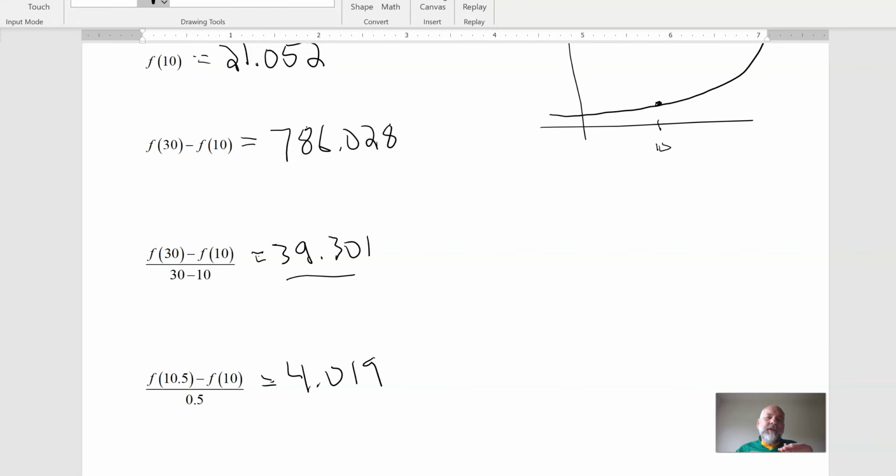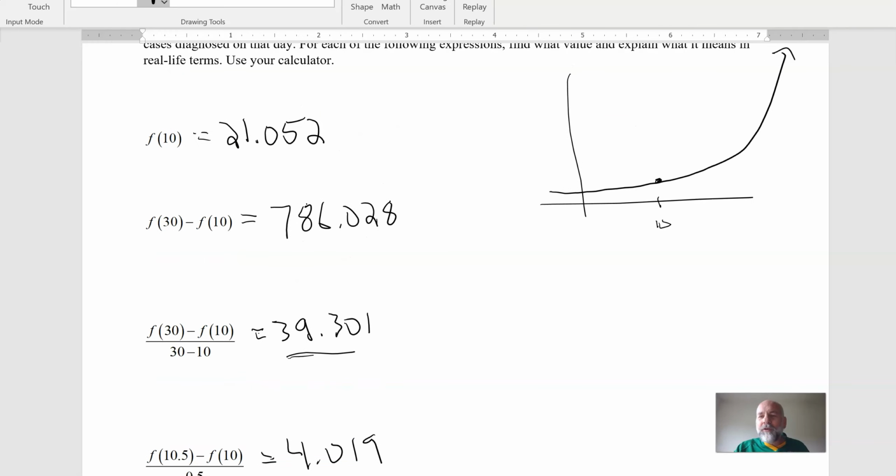So now we're saying, okay, between 10.5 and 10, and I know it's a little silly because this data obviously was just once a day, but what we can think about is, if you go from 10 to 10.5, then the average rate of change between those is that it was going up about 4 cases per day during that little window of time, again predicted by the model.